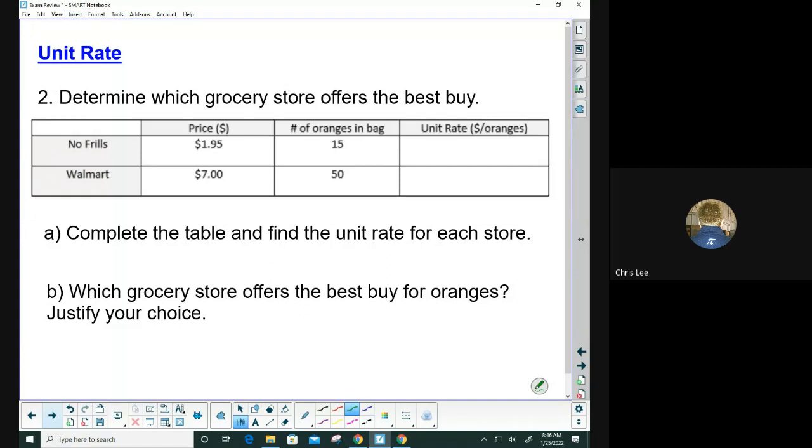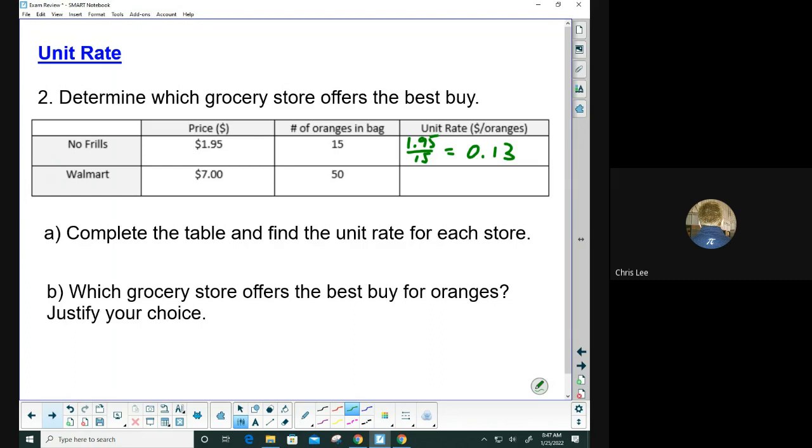Yeah, and it's even right there in the question. It tells you what operation to do. So let's go 195 divided by 15, and what do we get? Let's have our calculators out. 0.13? So that means 13 cents per orange.